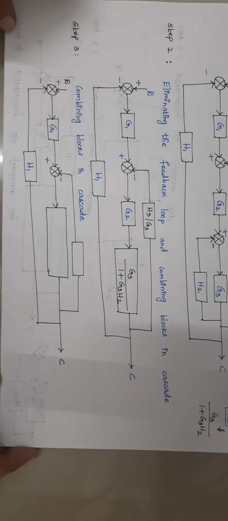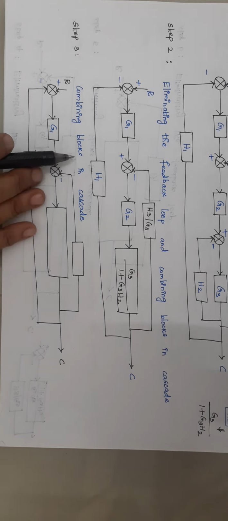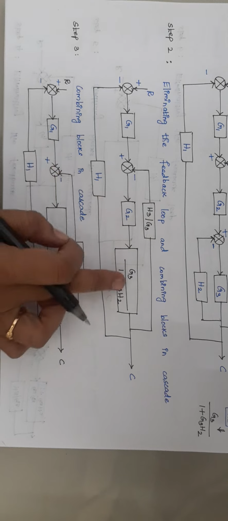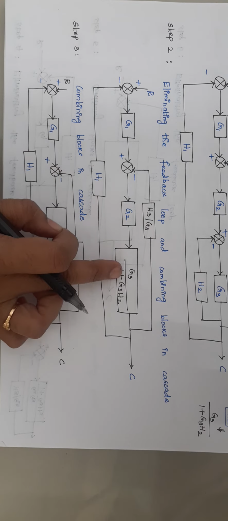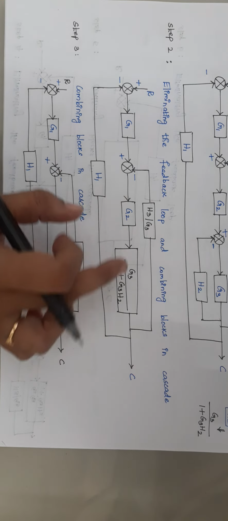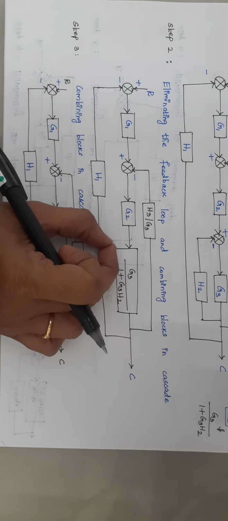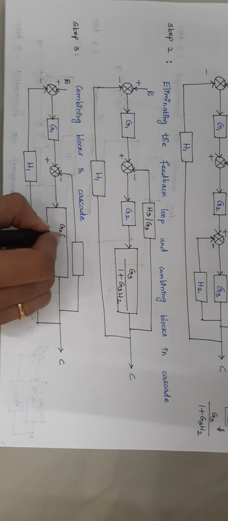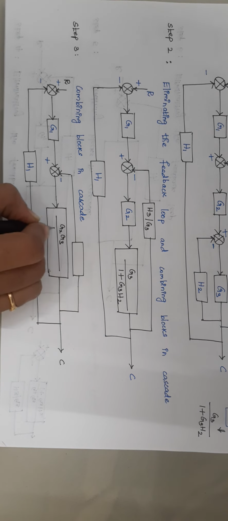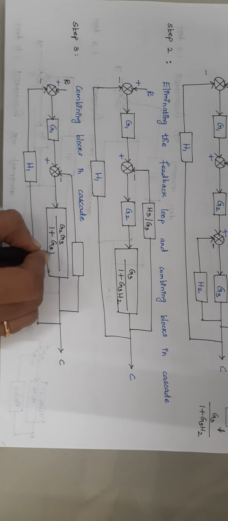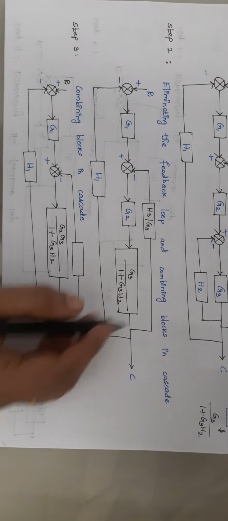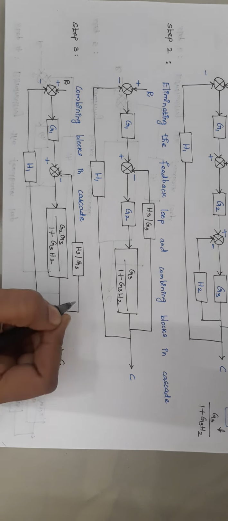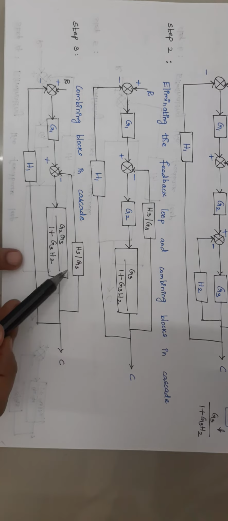And our next step is combining blocks in cascade. Now again, you see, we are having these two blocks in series. To reduce the blocks in series, we have to just multiply. So when you multiply, here you will be having G2, G3 divided by 1 plus G3, H2. And the feedback element here is H3 by G3. So why am I saying it as feedback?